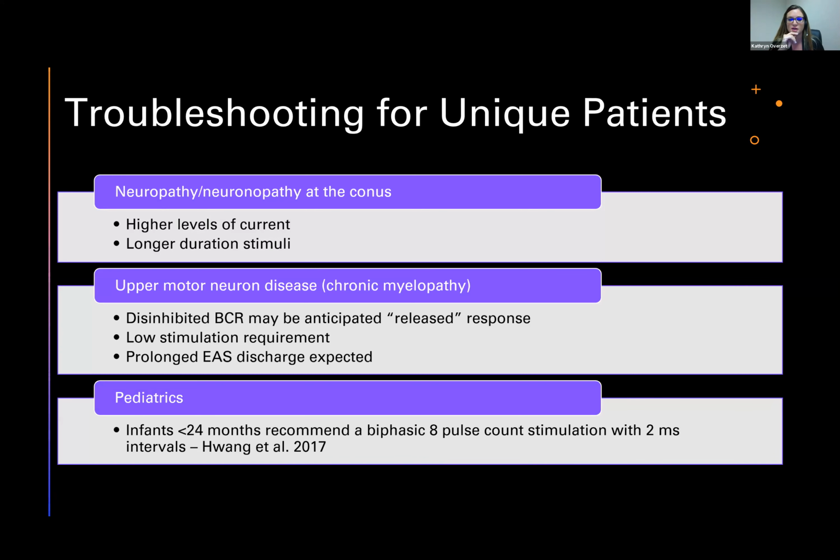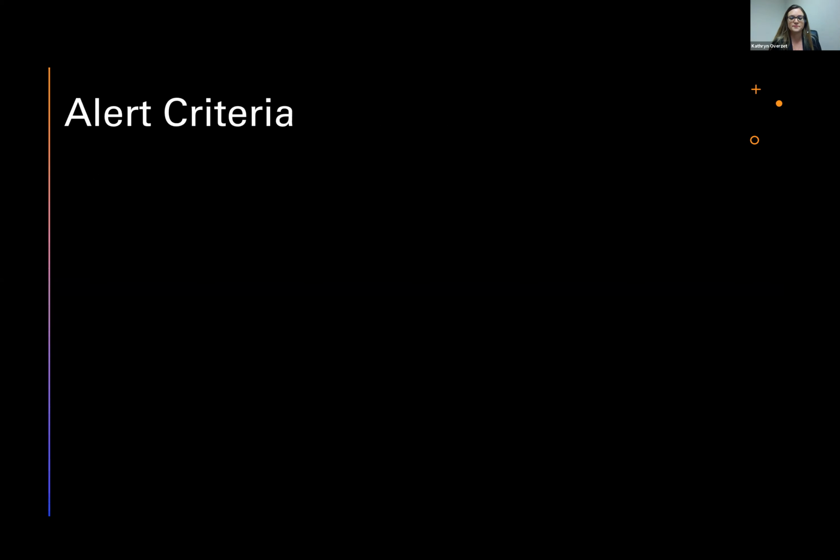Pediatric patients, another great paper by Huang in 2017, recommends for infants less than 24 months that you use a biphasic 8 pulse count stimulation with 2 millisecond intervals. It's just something to keep in your tool bag if you're working on some of the younger population.